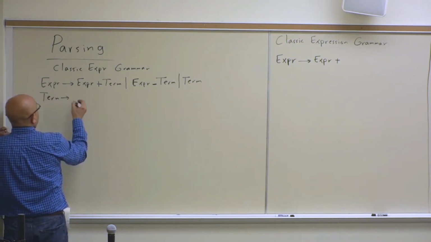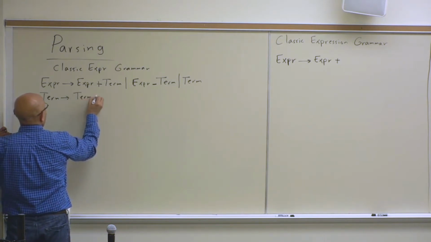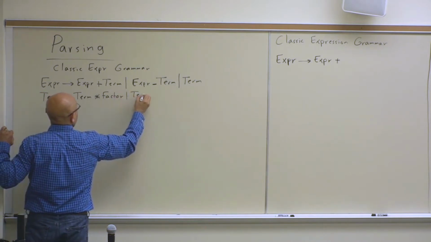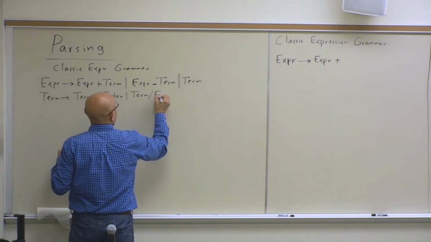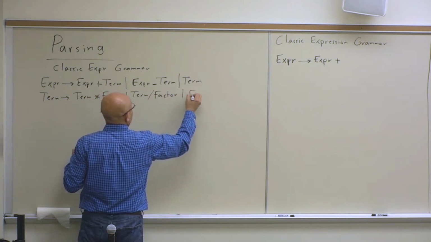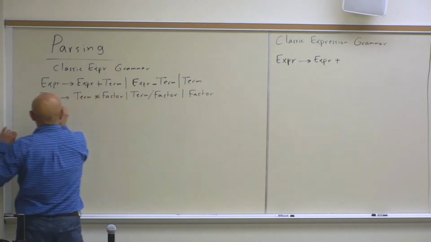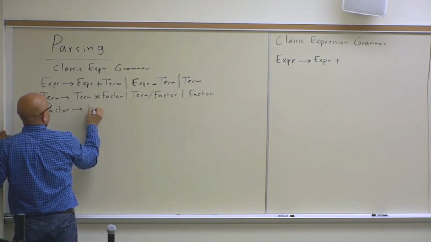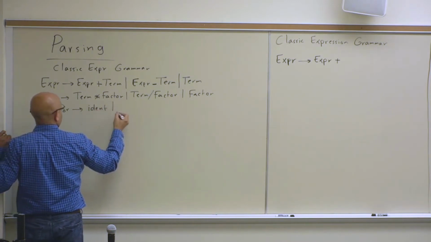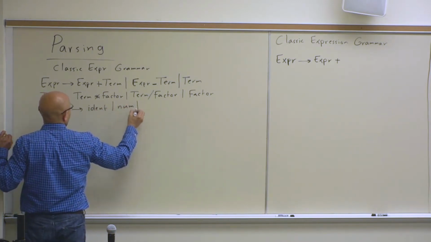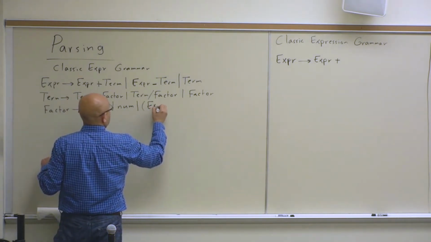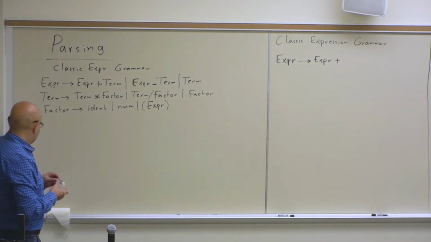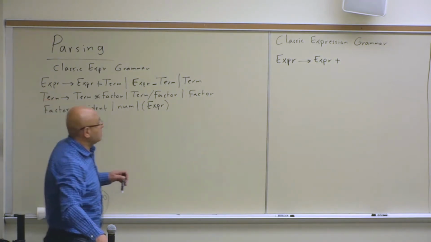Then a term is a term times factor, or term divided by factor, or factor, where the factor is what? Identifier, or number, or expression between parentheses. Okay, so this is what we call the classic expression grammar.